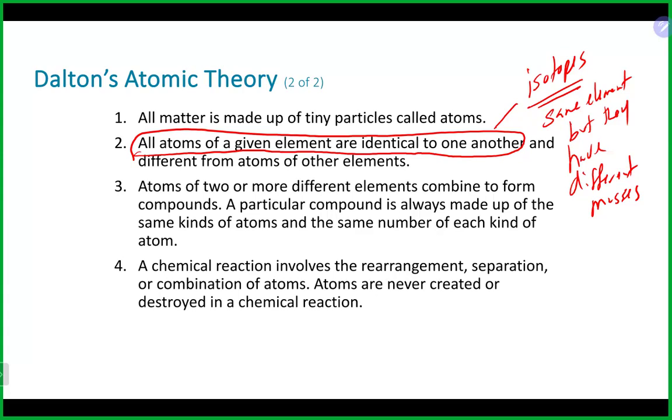He also said that a chemical reaction involves the rearrangement, separation, and combination of atoms. We never create nor destroy atoms in a chemical reaction, and that is true. So in a chemical reaction, the only thing that happens is you break all the bonds of what you started with, and you make new bonds of what you make. The elements never change in a normal chemical reaction, and as we'll talk about, that is because it only involves electrons. So the elements will never change.